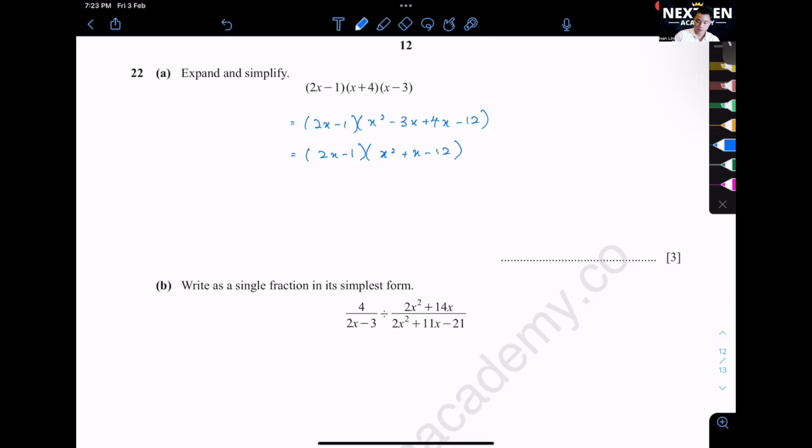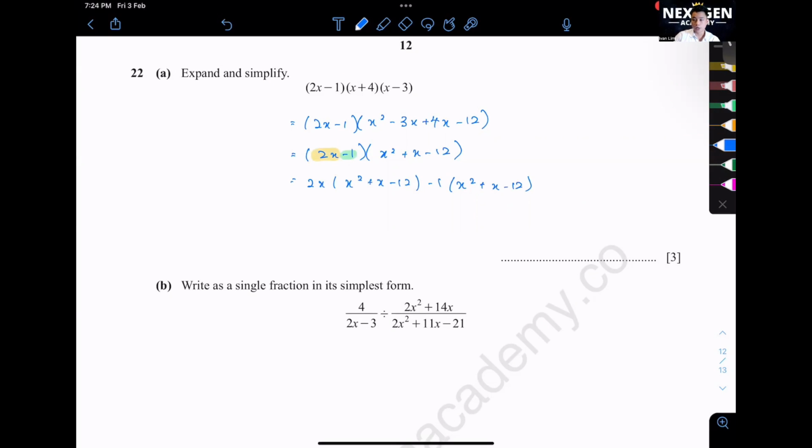When you all do this kind of question, especially when you have 3 brackets, I always see students make careless mistakes when you cross multiply. This is how you can do it. Break it down into two parts: 2x and -1. The 2x will multiply these 3 terms, and the -1 will also multiply these 3 terms. So break it down: 2x times (x squared plus x minus 12), then -1 times (x squared plus x minus 12).